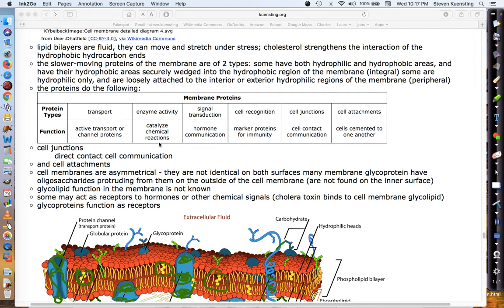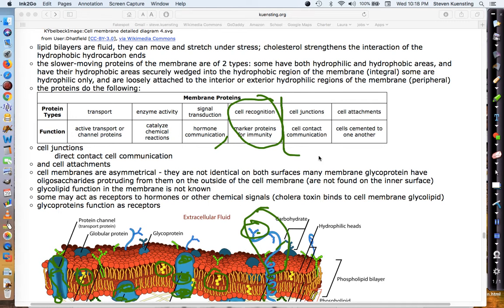We'll learn about those in communication. Some of them are signal transducers. That's also important to communication. Some of them are important to cell recognition. Your white blood cell uses receptors. This is probably a receptor right here with that goofy carbohydrate chain hanging off of it right there.